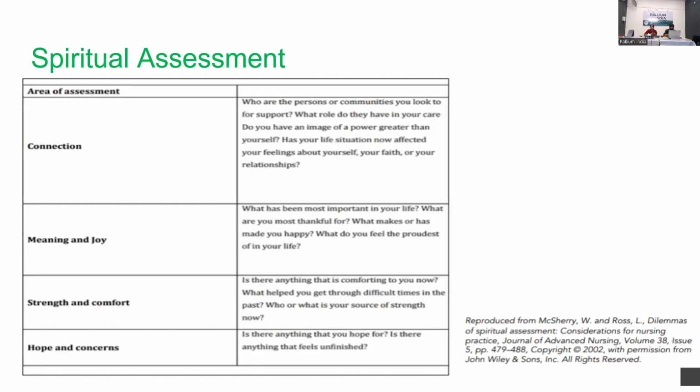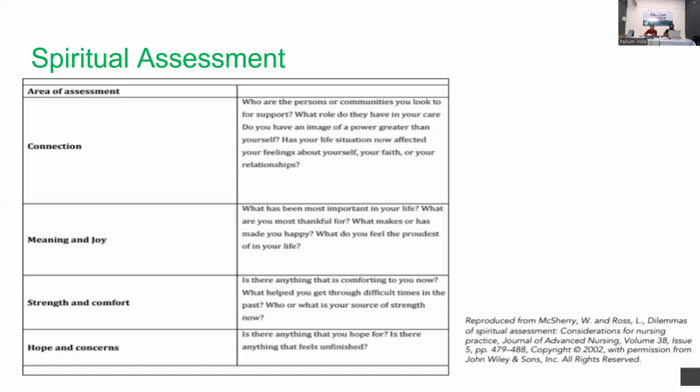Meaning and joy: what has been most important in your life? What are you most thankful for? What makes or had made you happy? It could be as simple as that, maybe watering a plant. It could be the garden that I had in my home that I used to look after. It could be anything. It could be a simple smile of your grandchildren. It could be that or any other thing, right?